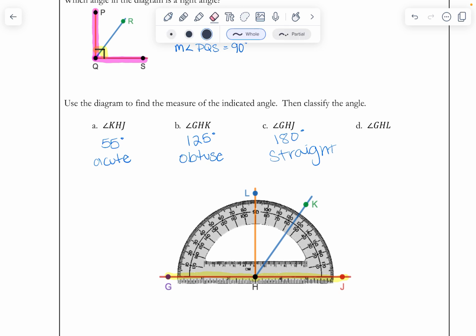Okay. And our last one here, we have GHL. Okay, so we want to start on the outside because this is our 0, 10, 20, 30, 40, 50, 60, 70, 80, 90. So GHL is a 90 degree angle. And an angle that is 90 degrees is considered a right angle.